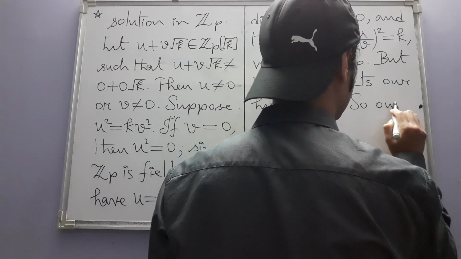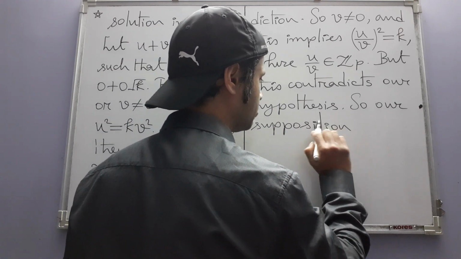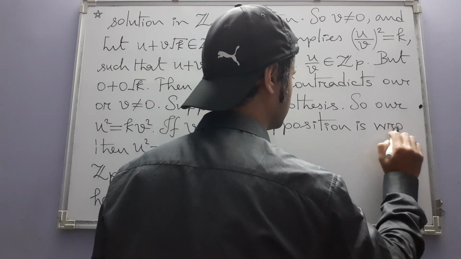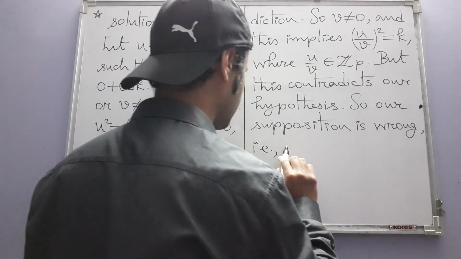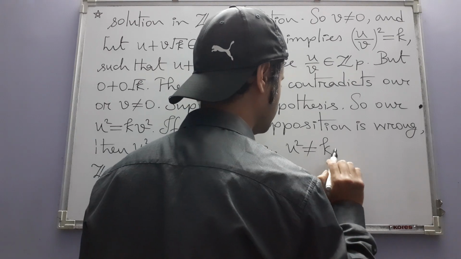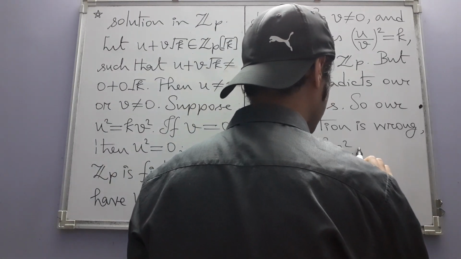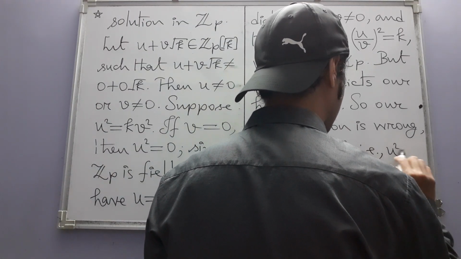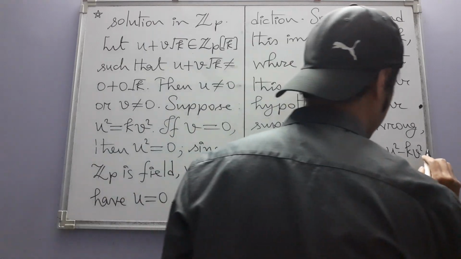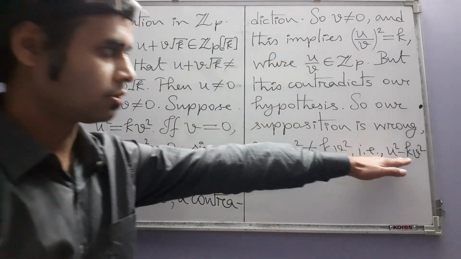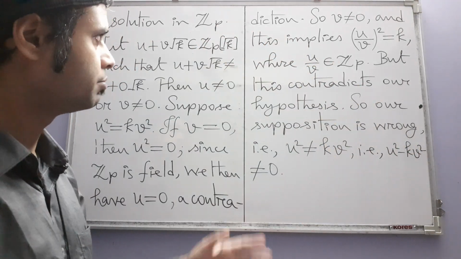So our supposition is wrong, i.e. u square is not equal to kv square, or u square minus kv square is not equal to 0, and this non-zeroness of this element is of course in ZP. It's an element in ZP. That means it's a non-zero element in the field ZP.